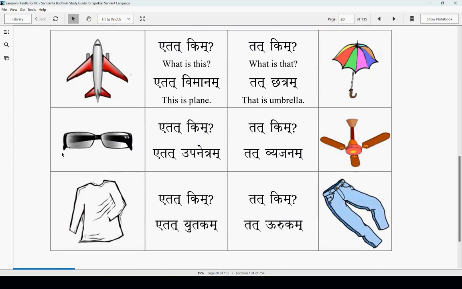Etat kim, tat kim, vimanam. So these are Napumsakalinga words. Yutakam, shirt; upanetram, eyeglass, pair of glasses. Then vajanam, fan. And then urukam, it is a pair of trousers. Satram, umbrella. Vimanam, flight or plane. For that, we can use the etat word or tat word, because these are all Napumsakalinga words.